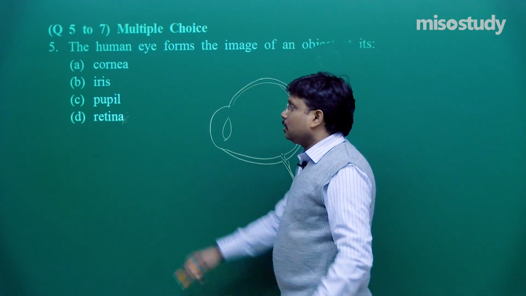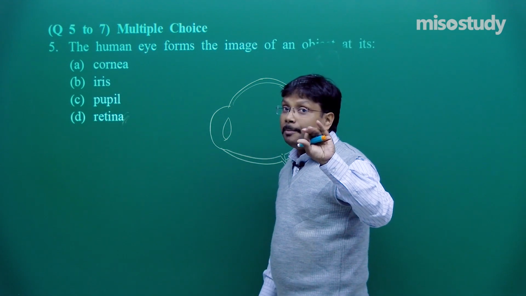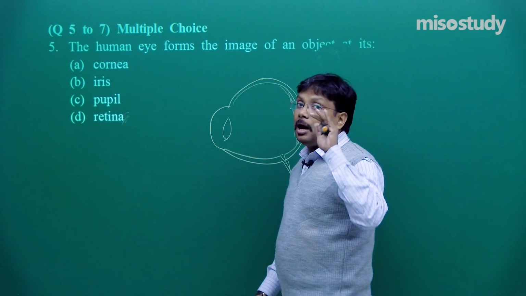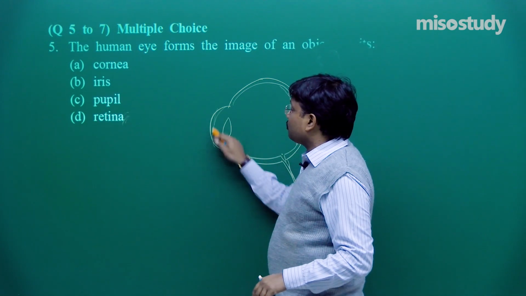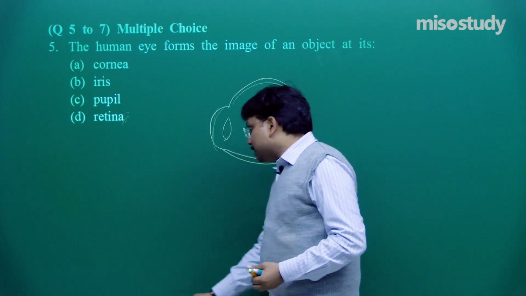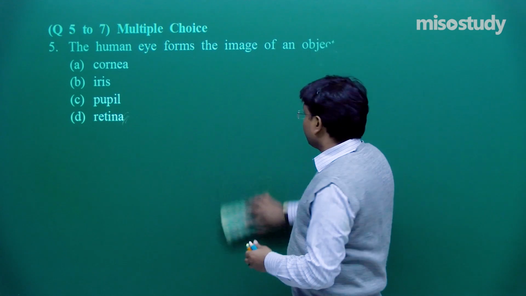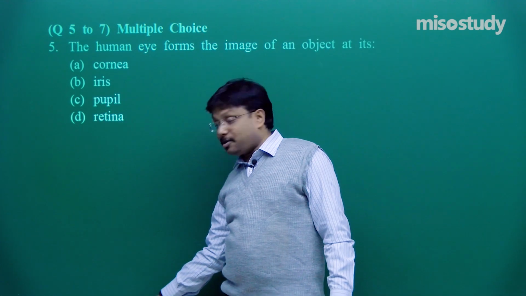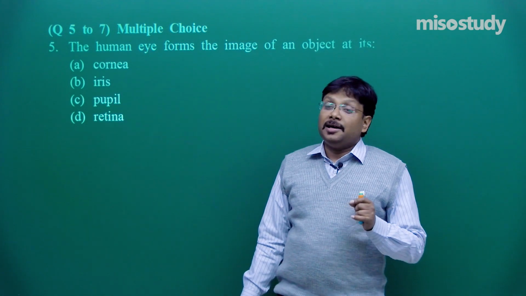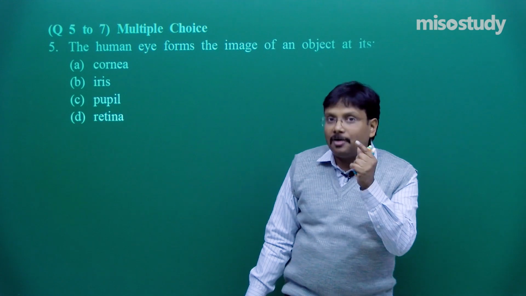Iris is doing what? Controlling the movement of the pupil. Pupil, by adjusting the opening, allows the amount of light entering the eye. Cornea is what? This portion is the cornea. So each and every aspect I mentioned in those videos. So the retina is the screen. I mentioned specifically that the screen of this natural camera is the retina.